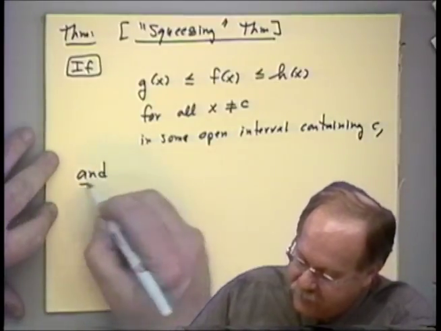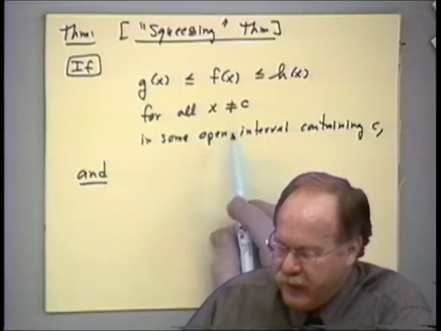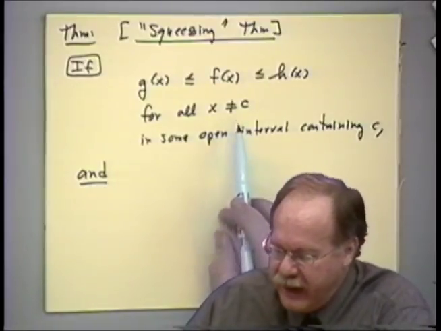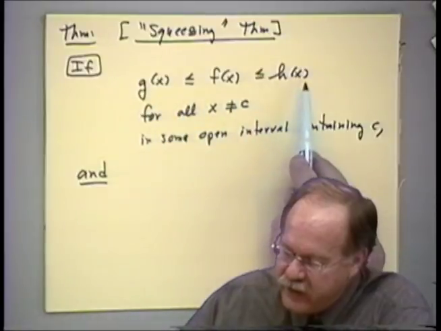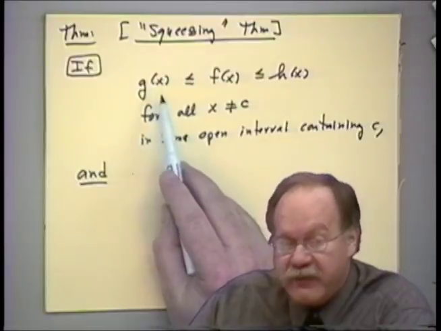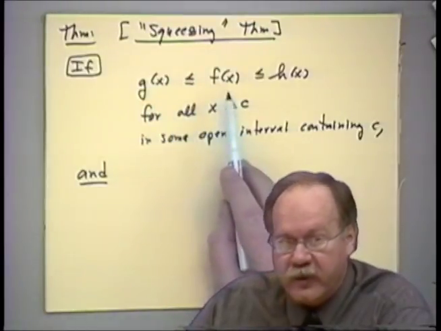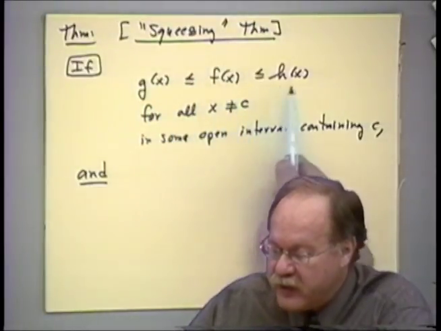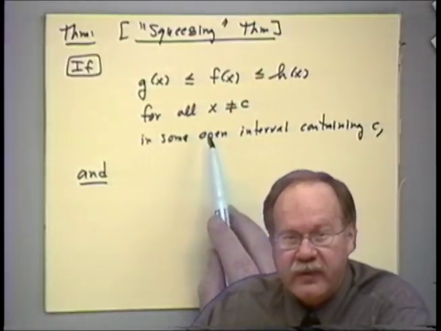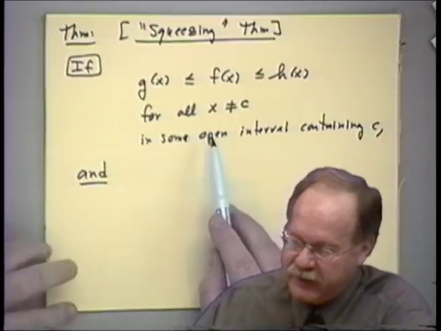Now, let me stop for a moment here. We have an open interval that has this point c in it, and the functions are arrayed this way. So if I were to think of a picture, I'd say the graph of g of x is always below the graph of f of x, and that in turn is always below the graph of h of x. So even without going any further, I'm beginning to develop a picture of what this is.